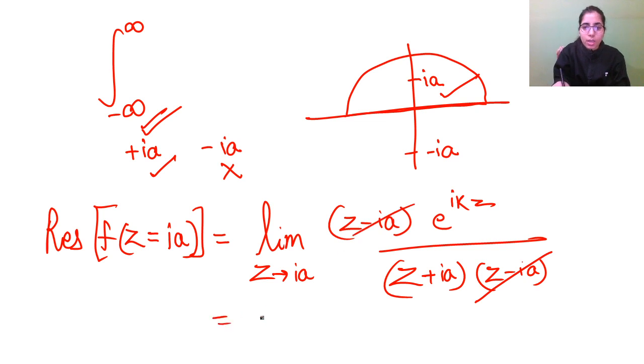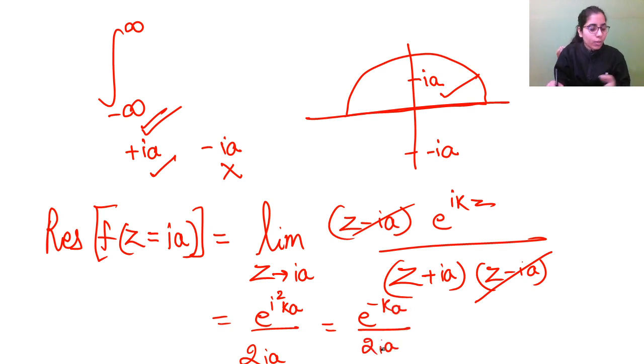Let's put the limits. e to the power iota k, iota square k a, because z is equal to iota a, so it will give you this thing, upon iota a plus iota a, 2 iota a. So it's giving you e to the power minus ka upon 2 iota a. This is what we are getting as the residue. Clear? I hope you all are getting it same.